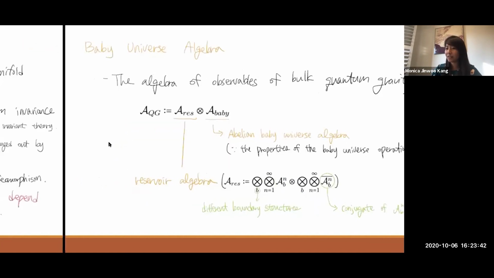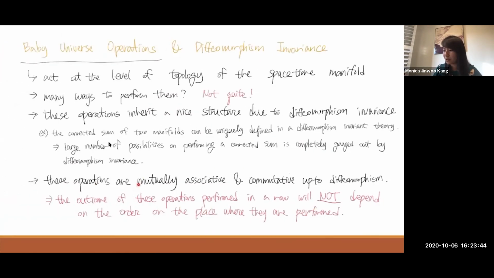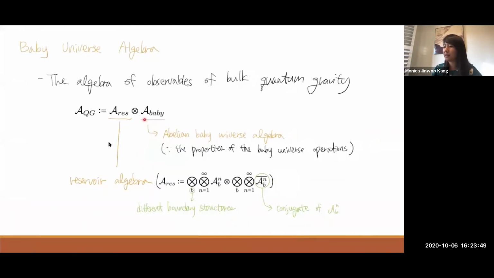And as I was saying, the baby universe operations are mutually associative and commutative. This guarantees that this is abelian. That's the important part, because I'm going to utilize a lot of properties coming from having this be an abelian baby universe algebra.